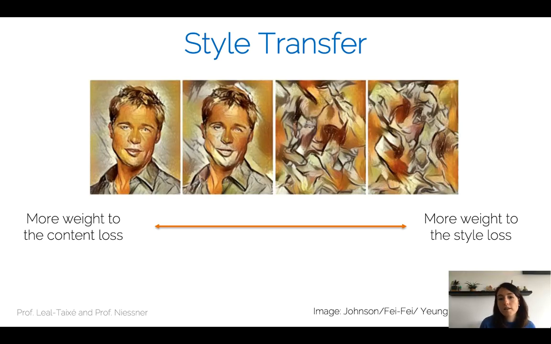Another cool thing you can do is play around with the balance between these two losses. If you place more weight on the content loss, then you're going to have all these nicely defined features of the content image, this face in this example. If you put more weight on the style loss, then the abstraction that comes from the style image is a bit more accentuated.